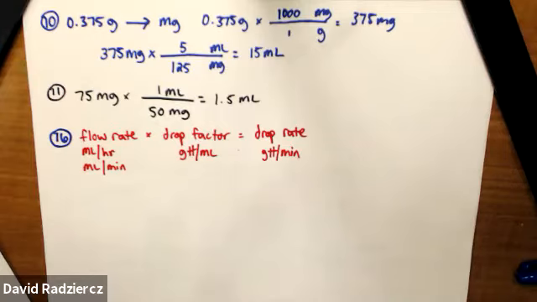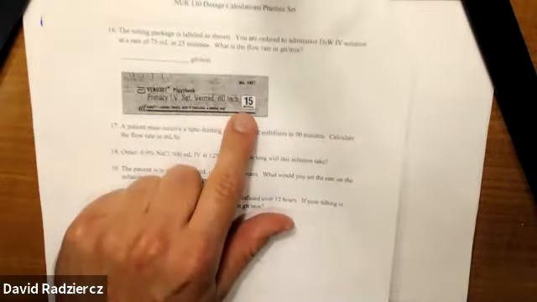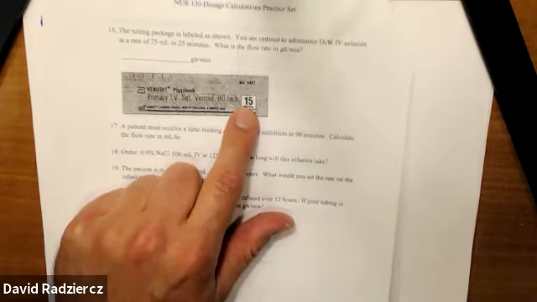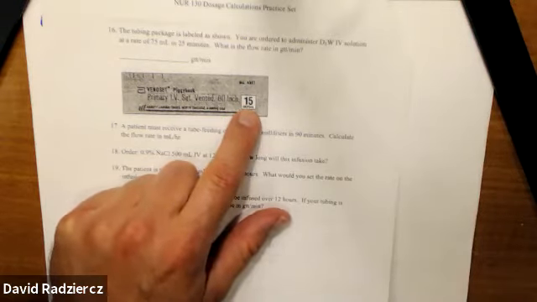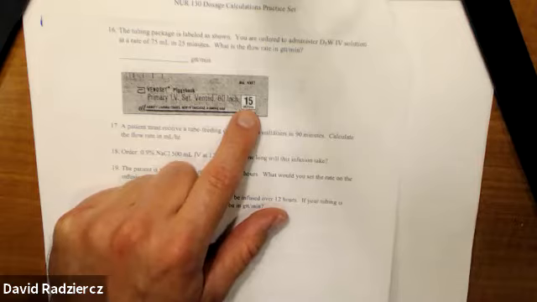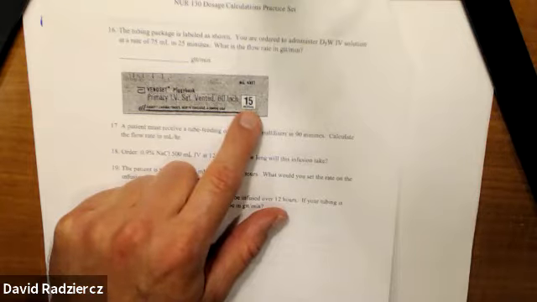Okay, so number 16 says you are to administer the 5% dextrose water IV solution at a rate of 75 milliliters in 25 minutes. What is the flow rate in drops per minute? And then we have to look at the drop factor. On the label, it tells you 15 drops. If for some reason, like on ATI, it doesn't give you the drop factor, they're typically talking about what's called micro tubing. And micro tubing is typically 60 drops per mL.